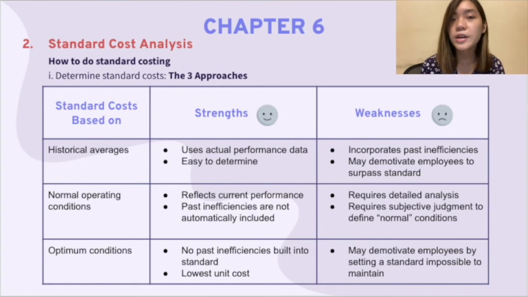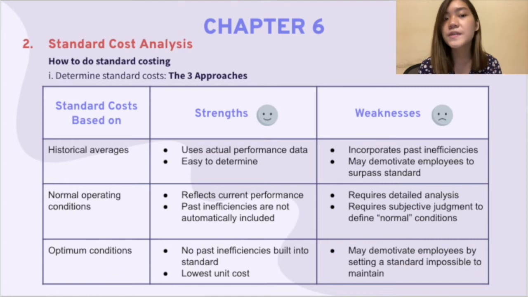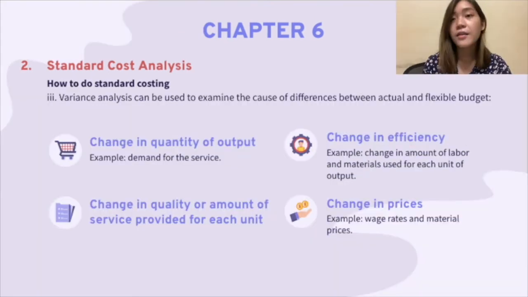There are three approaches in determining standard costs. First is historical averages, next is normal operating conditions, and lastly is optimum conditions. Here are the strengths and weaknesses to compare. The variance analysis can be used to examine whether differences between the flexible and actual budget are due primarily to one of the following: change in the quantity of output, change in the quality or amount of service provided for each unit, change in efficiency, and also change in prices.